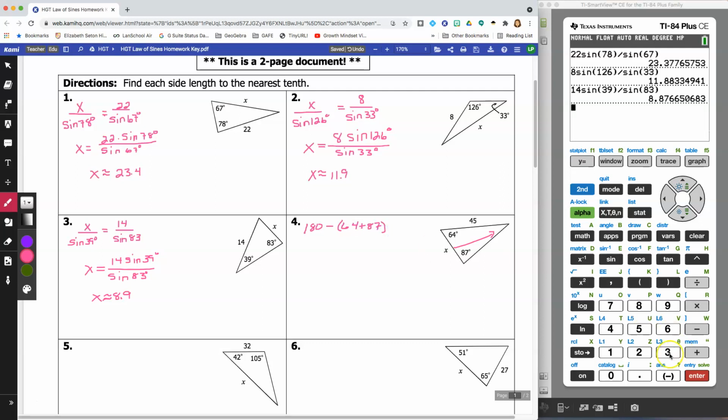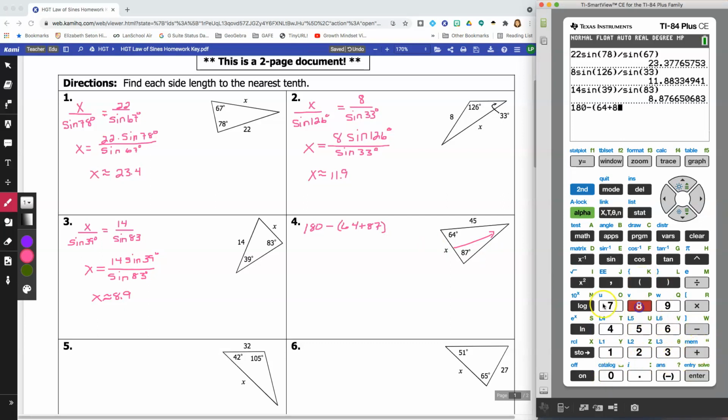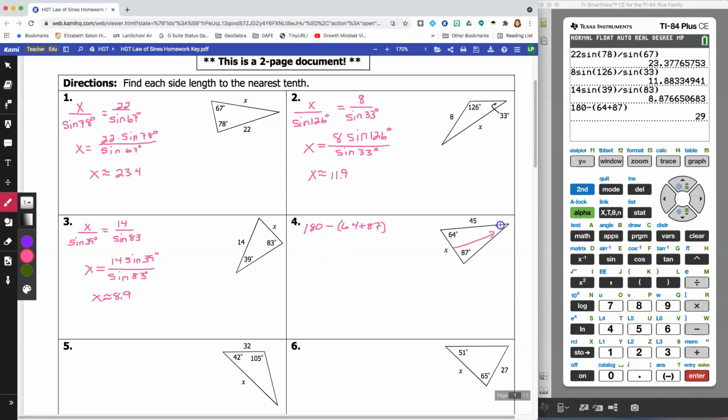So this is what I want to type in my calculator: 180 minus the sum of 64 and 87. Because I keep saying the sum, the 64 and 87 have to be grouped in parentheses and I'm adding. Of course, you could just distribute that negative and do 180 minus 64 minus 87. So the angle I'm looking for is 29 degrees. That's the angle across from x.